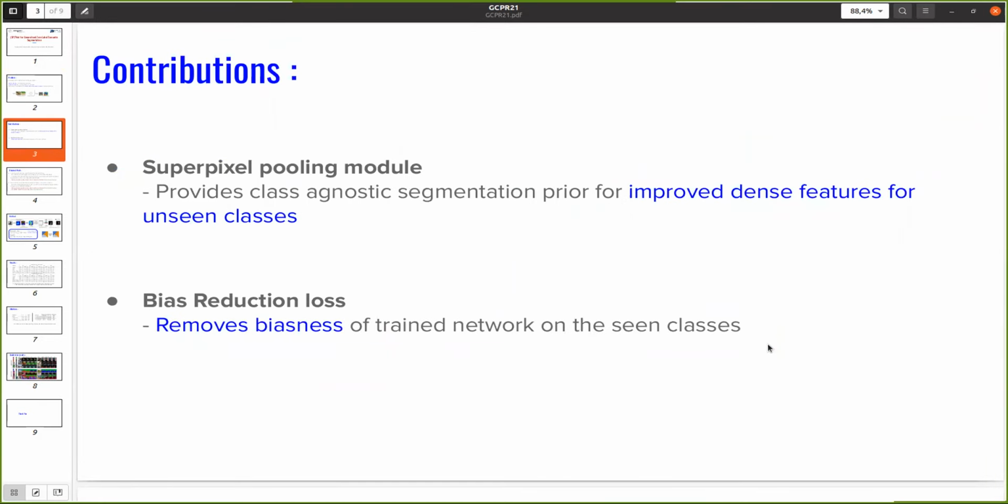Our major contributions, we have two major contributions. One is the superpixel pooling module, and next is the bias reduction loss. With the superpixel pooling module, we aim to provide a class-agnostic segmentation prior for improving dense features for the unseen classes. And for bias reduction loss, we try to reduce the bias of the trained network towards the seen classes, which is a very important problem for the generalized zero-label semantic segmentation task.